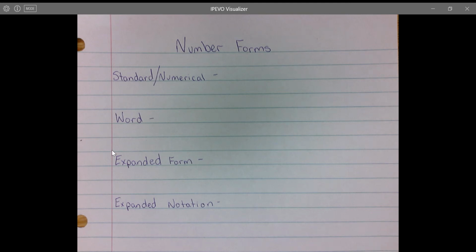Hey there, just want to go over some number forms and some vocabulary. So first, when we talk about standard and numerical form, that's what we see most often, how numbers are written.